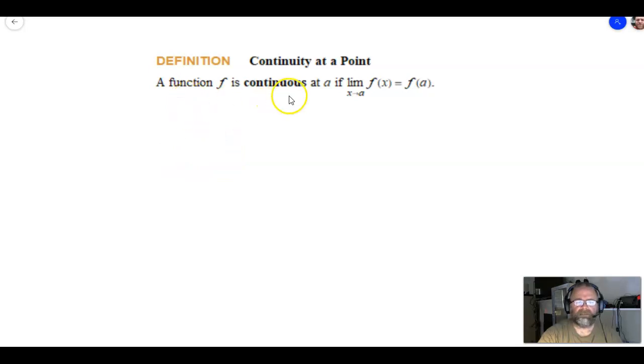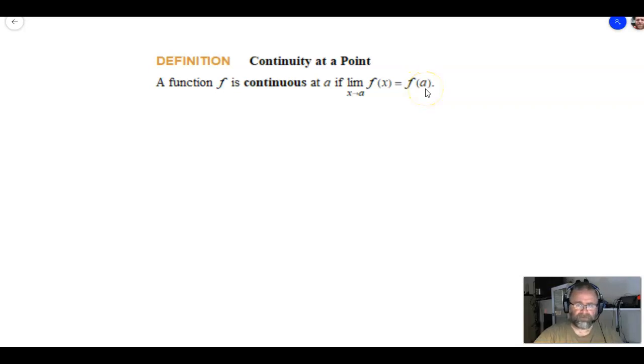It says a function is continuous at a if the limit as x approaches a of f of x is equal to f of a. So just by hearing that or looking at that, it might not look like much, but there's really a lot packed into this simple definition, and let's see what that is. First of all, the limit has to equal the function defined at that point.